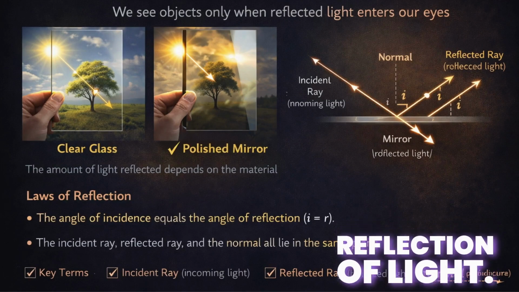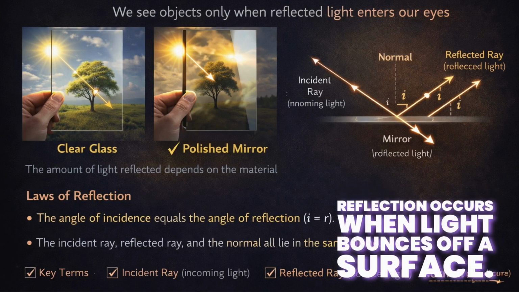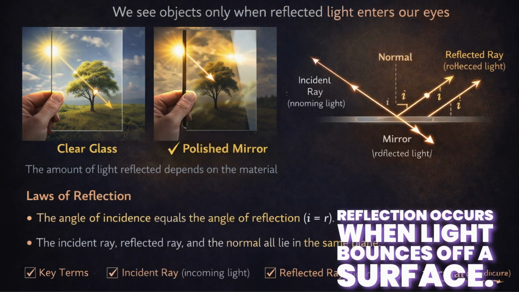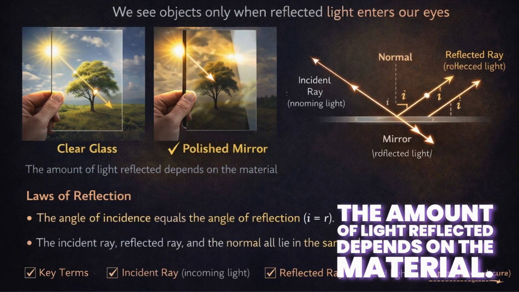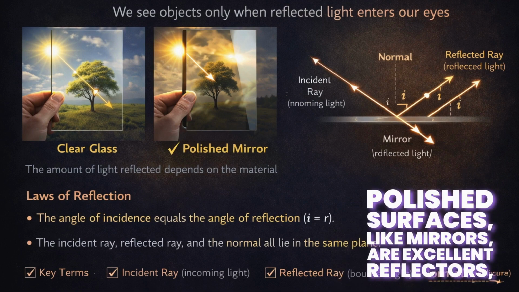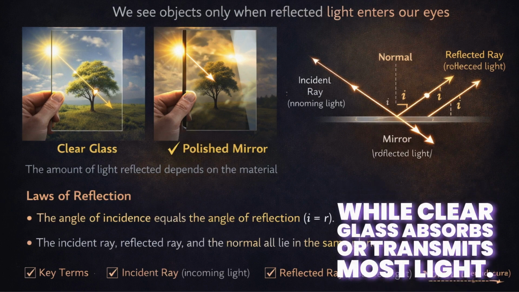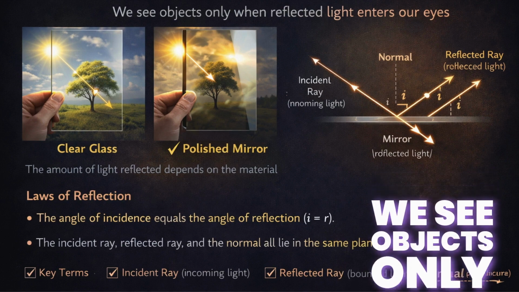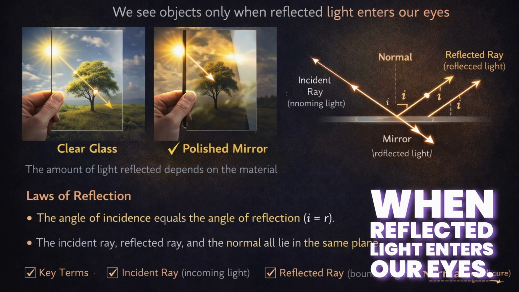Reflection of light. Reflection occurs when light bounces off a surface. The amount of light reflected depends on the material. Polished surfaces like mirrors are excellent reflectors, while clear glass absorbs or transmits most light. We see objects only when reflected light enters our eyes.